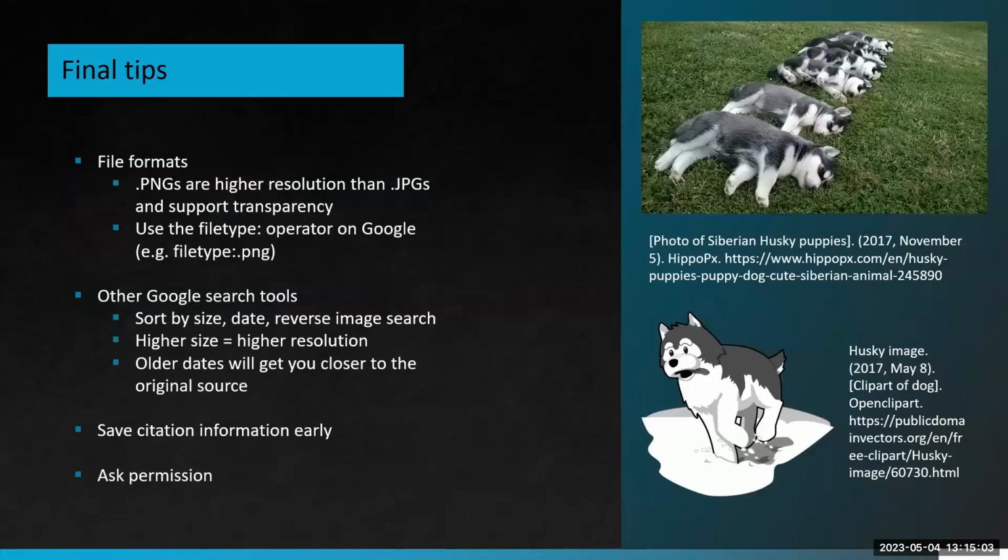Finally, here are some last miscellaneous tips for your searches. First, pay attention to the type of file that you're downloading and what format you save it in. JPEG files are smaller, but are often compressed and will have lower resolution. PNGs are often higher resolution and support transparent backgrounds on images, which is very useful if you're looking for a graphic element. When you're saving an image directly to your device, you can often choose what kind of file to save the image as. You can also use the file type operator on Google to retrieve images that are all of one file type or another.